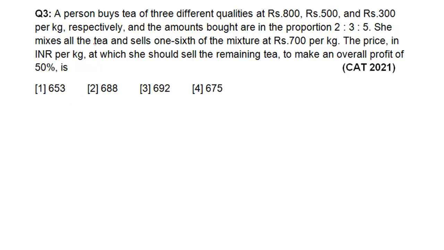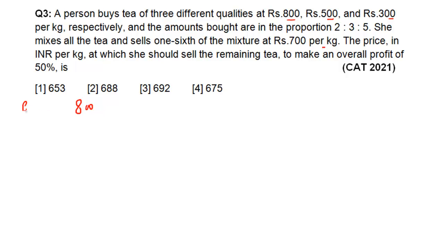Let's take the next question. A person buys tea of 3 different qualities at rupees 800, 500 and 300 per kg respectively, and the amounts bought are in the proportion 2:3:5. She mixes all the tea and sells 1/6 of the mixture at rupees 700 per kg. The price in INR per kg at which she should sell the remaining tea to make an overall profit of 50%. So there are 3 varieties of tea.